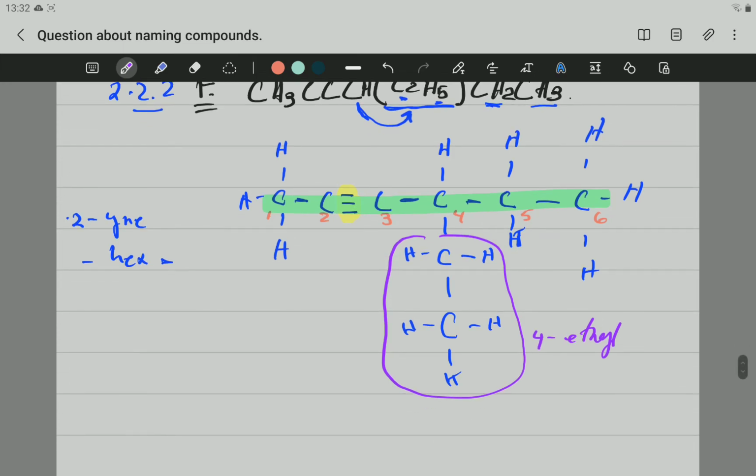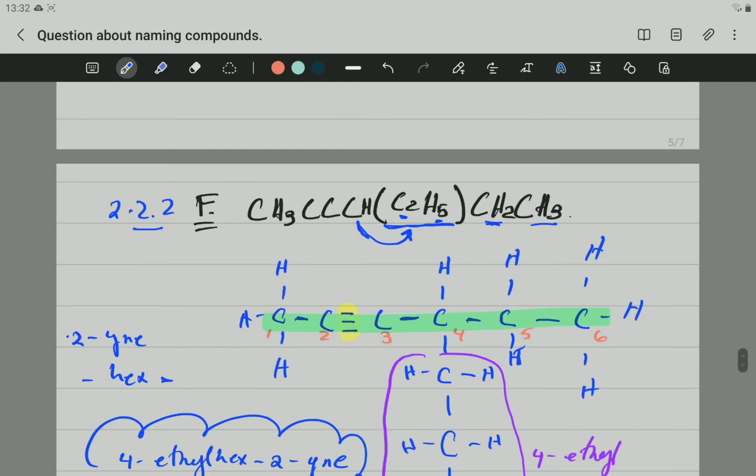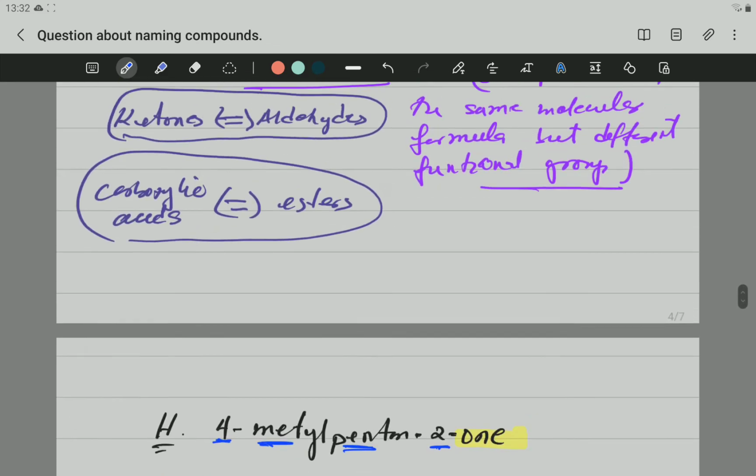So we can actually now write the name. Let's write the name here at the bottom using the information we have. We have 4 ethyl hex 2-yne. That is the name of this specific compound. Okay, 4-ethylhex-2-yne. All right, I hope it's quite clear. There is a video on looking at the steps of that one.